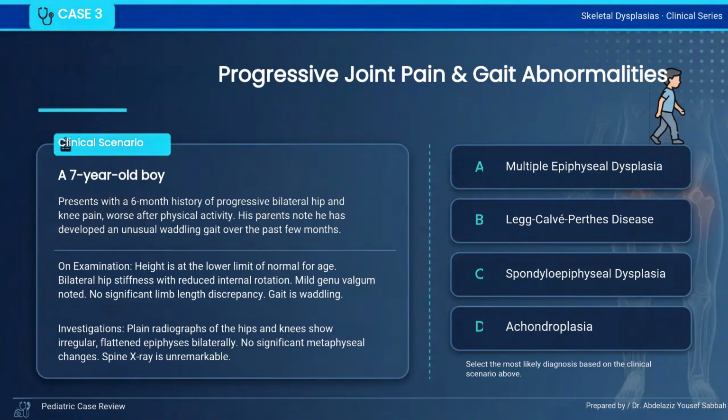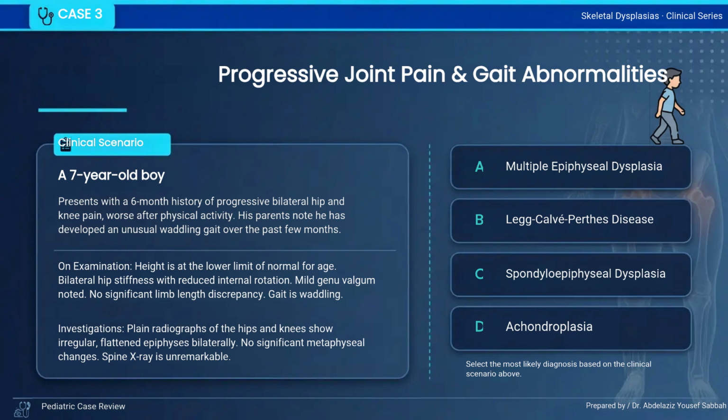Case 3. A 7-year-old boy presents with a 6-month history of progressive bilateral hip and knee pain, worse after physical activity. His parents note he has developed an unusual waddling gait over the past few months. On examination, height is at the lower limit of normal for age. Bilateral hip stiffness with reduced internal rotation is noted. Mild genu valgum is present. No significant limb length discrepancy. Gait is waddling. Plain radiographs of the hips and knees show irregular, flattened epiphyses bilaterally with no significant metaphyseal changes.